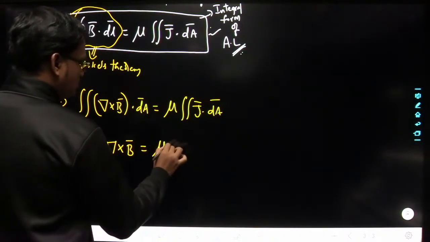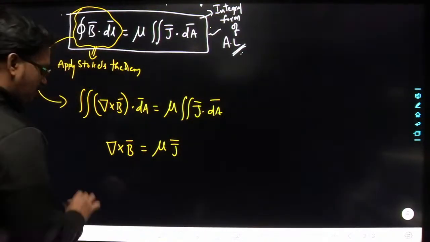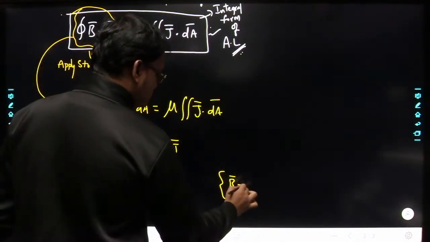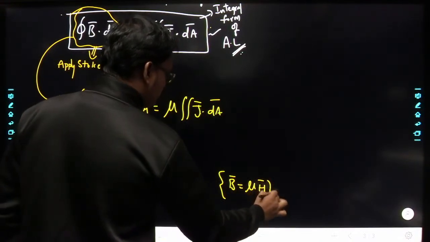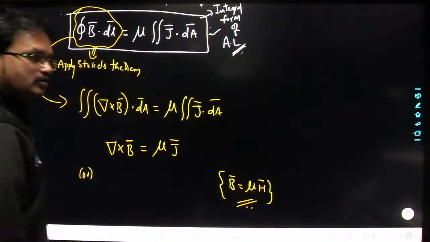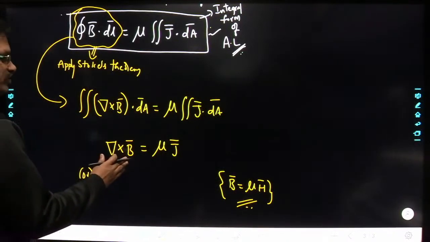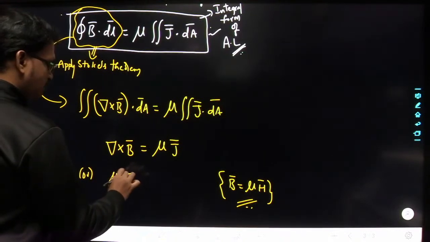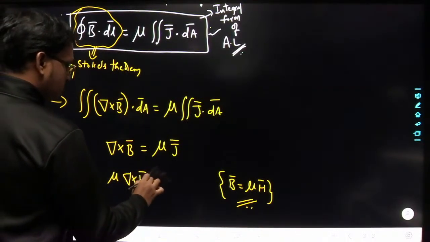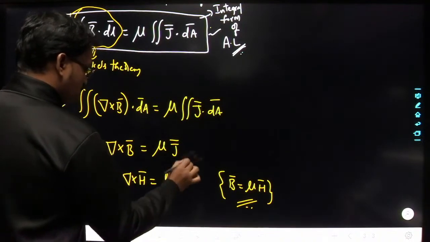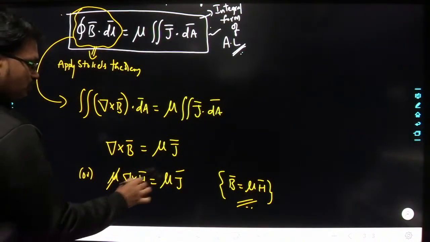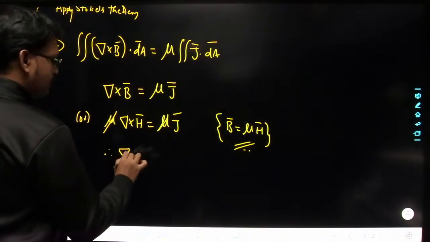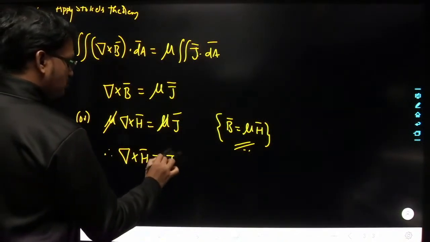Therefore, we can write del cross B bar is equal to mu into J bar. We know that B bar is equal to mu into H bar. Substituting mu into H bar in place of B bar, we get mu into curl of H bar is equal to mu into J bar. Here mu will get cancelled, so we get del cross H bar is equal to J bar.